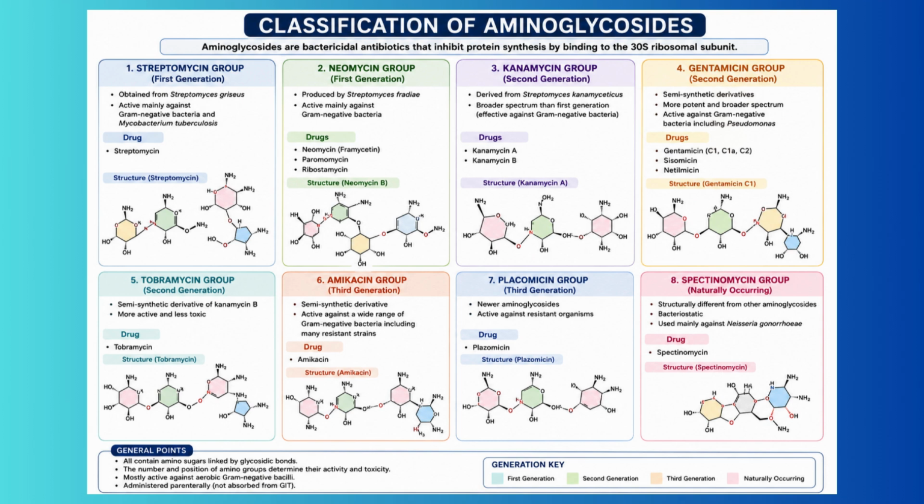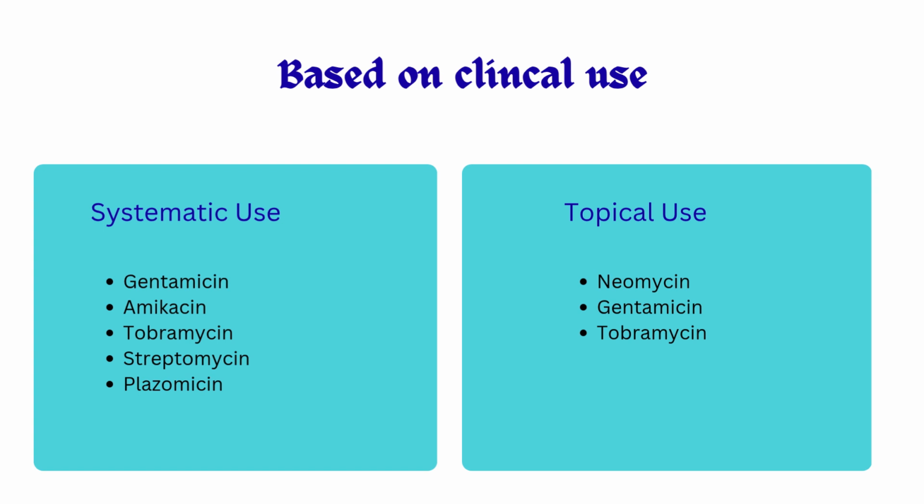Tobramycin has strong activity against Pseudomonas aeruginosa and is frequently used in respiratory infections. Amikacin is a semi-synthetic derivative of kanamycin and remains effective against many resistant bacterial strains. Plazomicin is a newer aminoglycoside developed to combat multi-drug-resistant gram-negative bacteria. These drugs share a similar core structure but differ in their side chains, spectrum of activity, and resistance profiles. Aminoglycosides can also be classified according to their clinical use into systemic and topical agents.